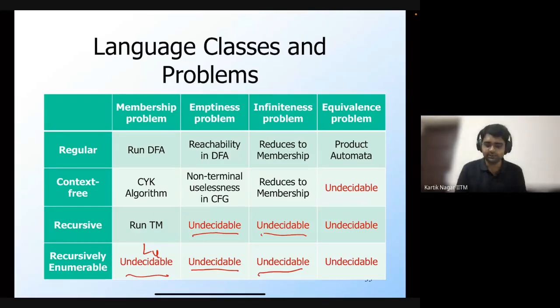And finally, the equivalence problem, which is whether or not two languages are equal. If you're given two regular languages, meaning you're given their DFAs, then you can construct their product automaton and reduce the equivalence problem to the emptiness problem. Therefore, we have an algorithm for regular languages.